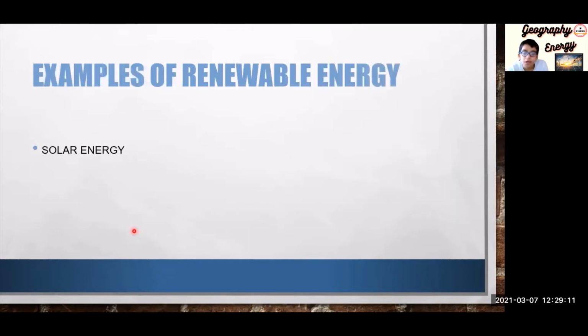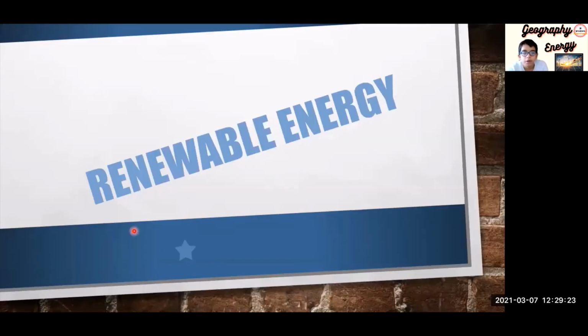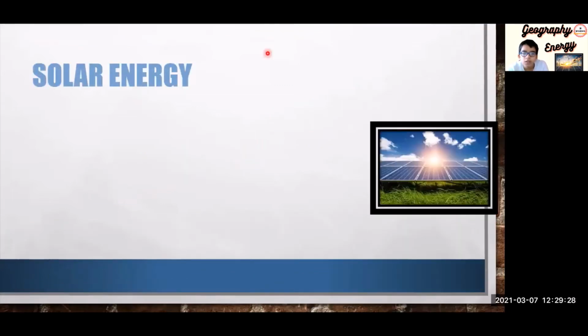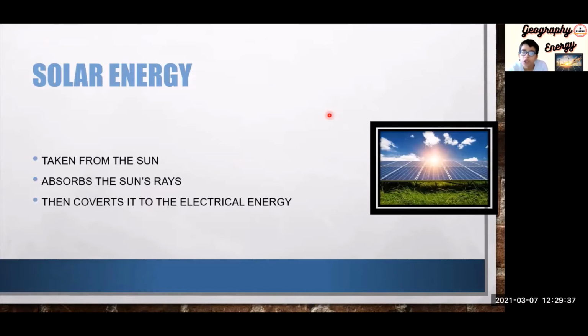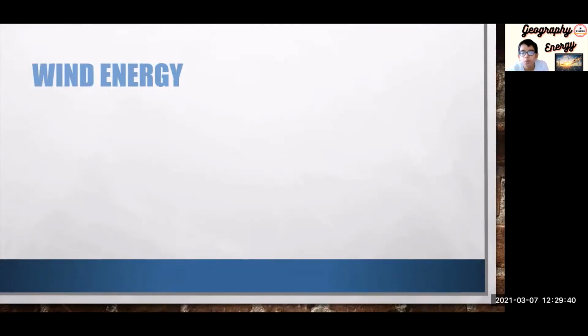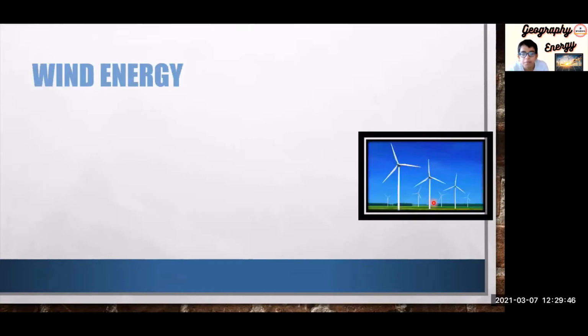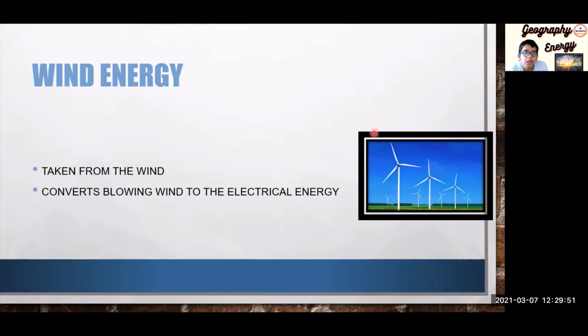Examples of renewable energy. Some types of renewable energy which I know are solar, wind, and hydropower, and also biomass. Now let's see about renewable energy. Solar energy. Solar energy is the kind of energy which is taken from the sun, and this solar panel absorbs the sun's rays and converts it to electrical energy, which can later be converted to thermal energy to heat your home. Wind energy. It is made due to this windmill. It is taken from the wind and converts blowing wind to electrical energy.